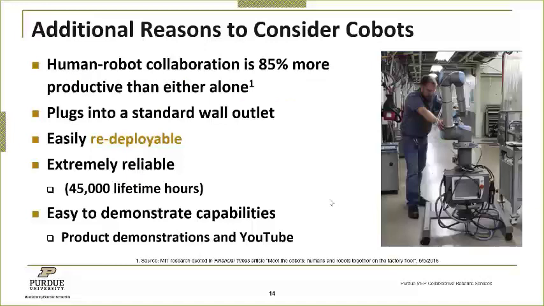There's actually an MIT study that looked at human-robot interaction and collaboration. The study found that humans and robots working together are about 85% more productive than either a robot or a person working alone. The reason for that is that robots are really good at doing repetitive tasks accurately over and over.